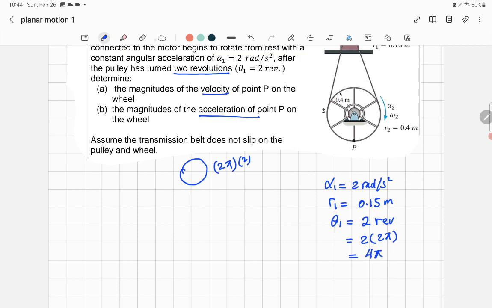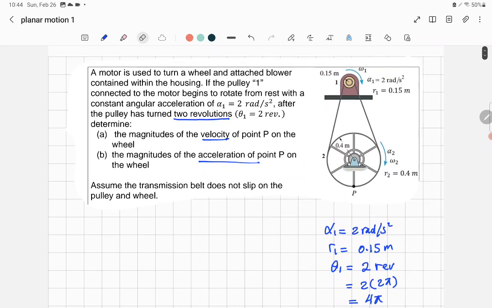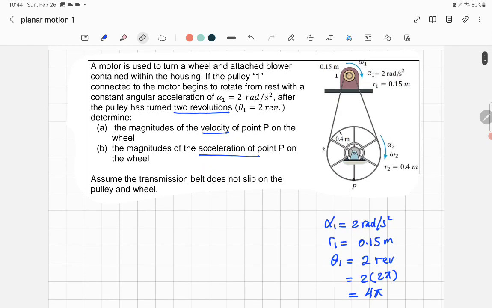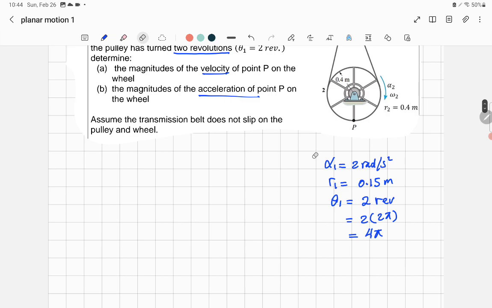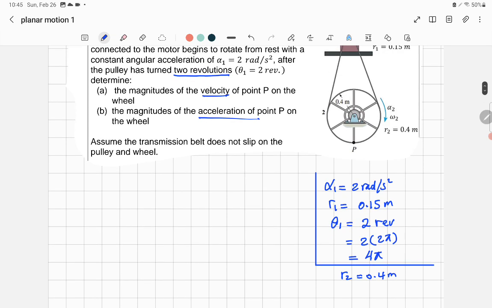Okay, just before we start, what other information is given here? R2 is given as 0.4 meter for the wheel. R2 is equal to 0.4 meter. Anything else? Nothing. Okay. So let's now think about how we can solve this problem.